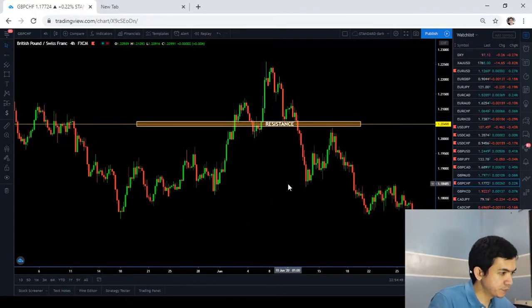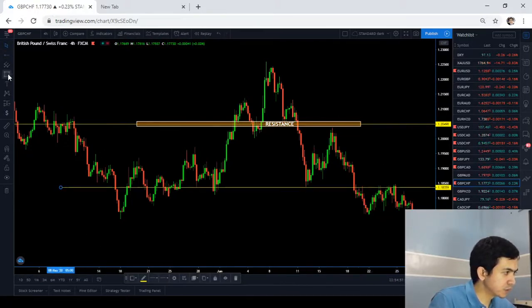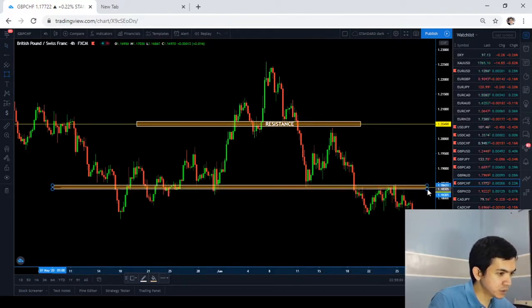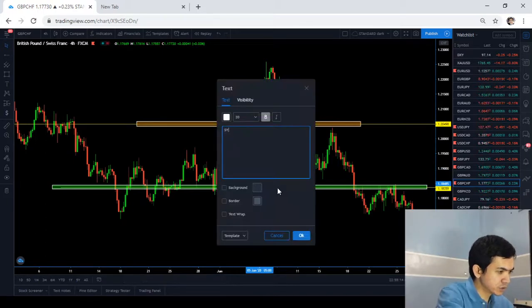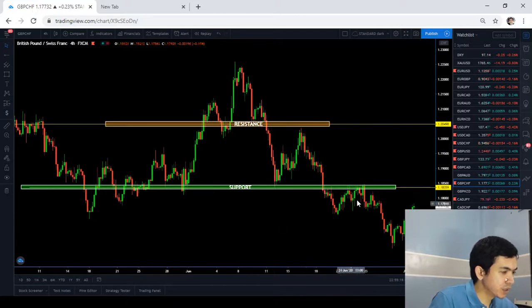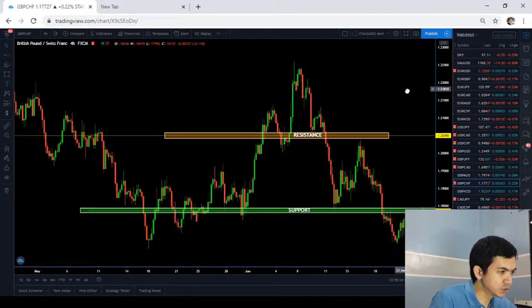So, again, I will mark my key support level or zone. Again, boom. You can see the price reacted to it several times, at least 2 or more. So, this is going to be my key support level or zone. I'm getting tongue-tied, guys, sorry. Support. So, we have already marked our key significant levels or zones.